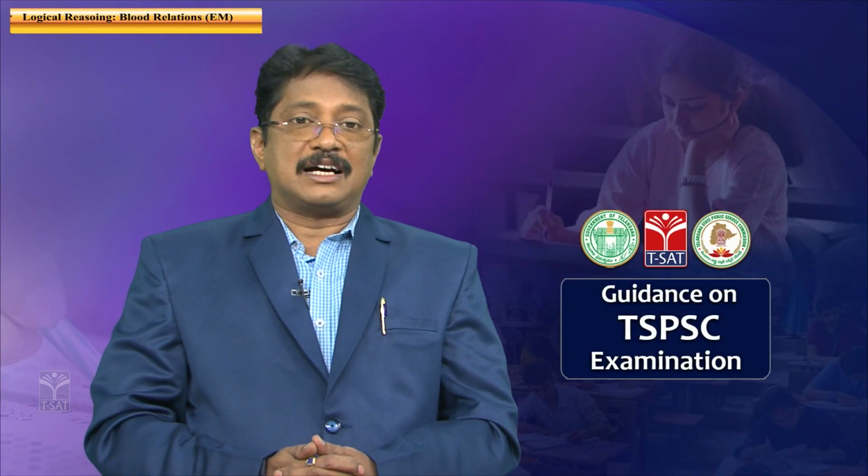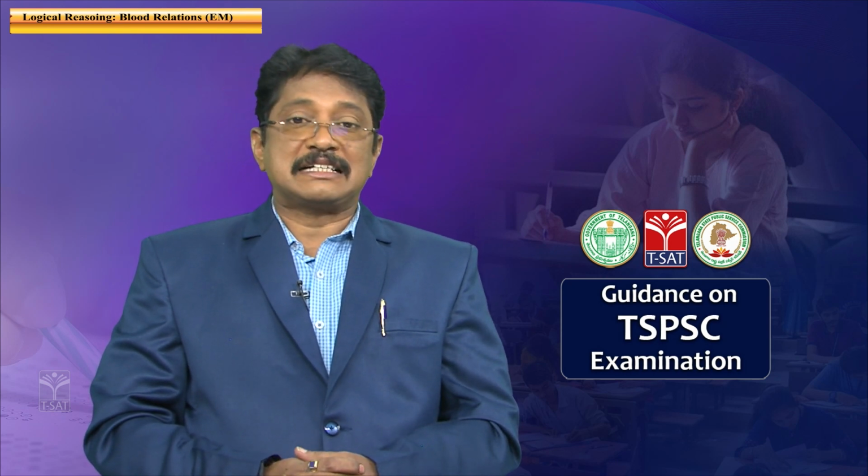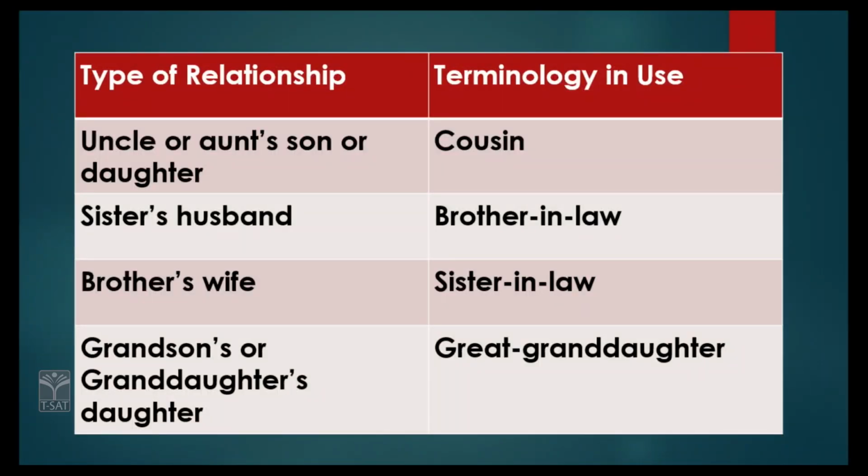Our uncle's or aunt's son or daughter will be considered a cousin, and a sister's husband will be considered a brother-in-law, and a brother's wife will be considered a sister-in-law. A grandson's or granddaughter's daughter is called great granddaughter. If it is a son, then we call him great grandson.